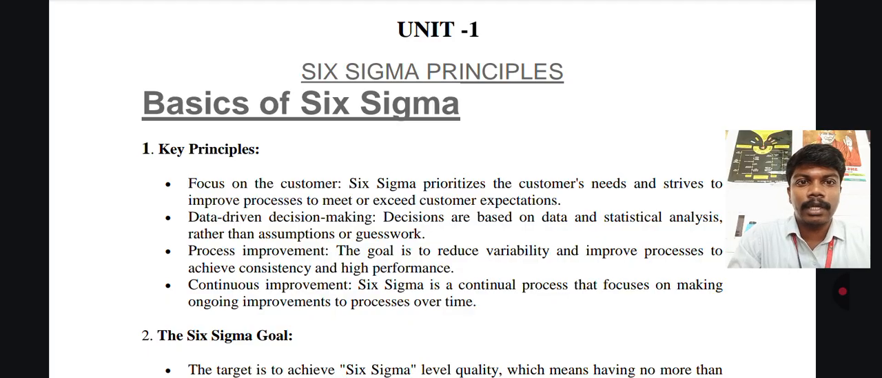The second principle is data-driven decision making. Then there is process improvement, as I clearly explained in an earlier class and video, what is meant by process improvement or continuous process improvement. Here is a small glimpse: the goal is to reduce variability and improve the process to achieve consistency and high performance. Once again, it comes under continuous improvement, as we mentioned earlier. Six Sigma is a continual process that focuses on making ongoing improvements to the process over time.